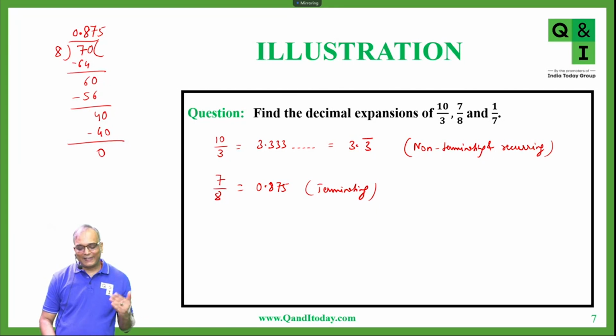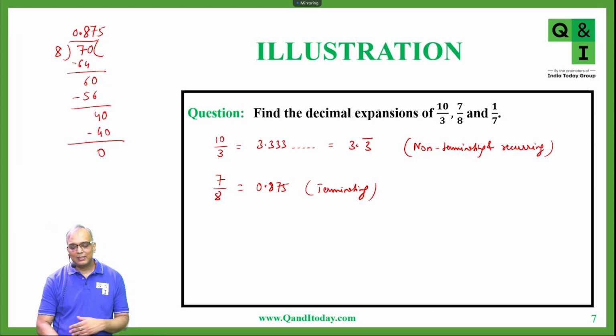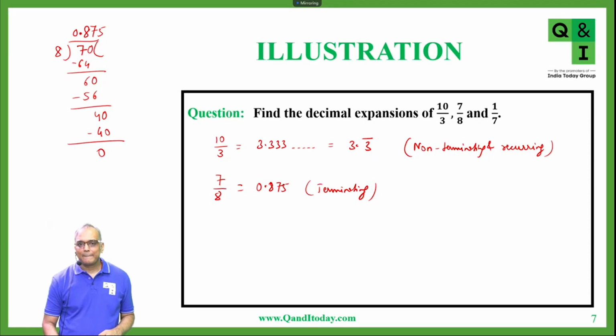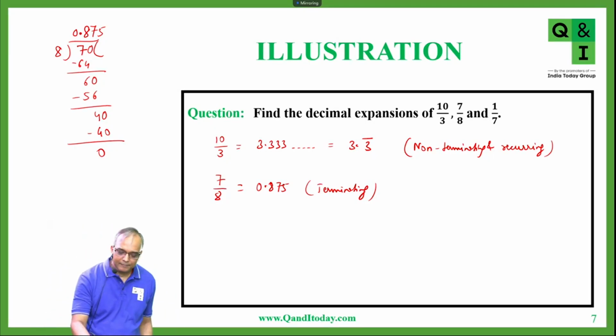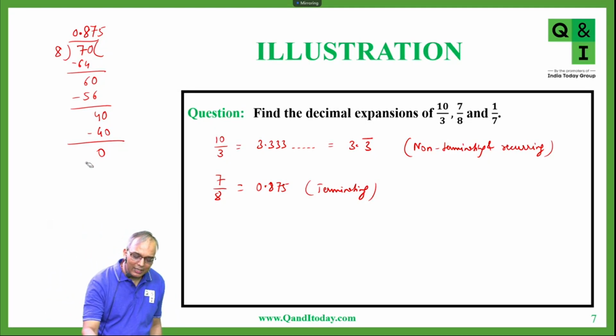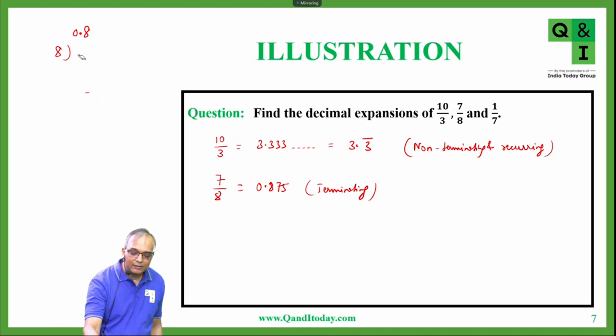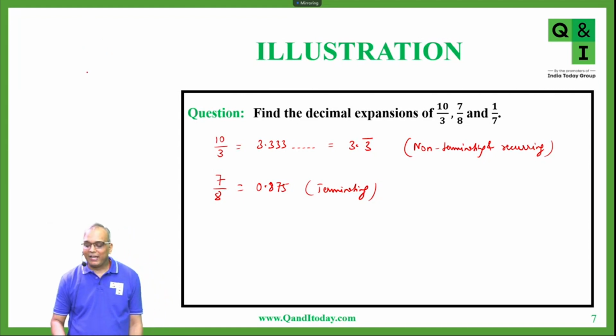So we have got 10 by 3 converted into decimal, 7 by 8 converted into decimal. Because these are rational numbers, they will have two forms of decimal. Either it will be terminating or it will be non-terminating and recurring. So we have seen one example of each here. Clear, students? Okay, I'll quickly rub this. Now we have 1 by 7.